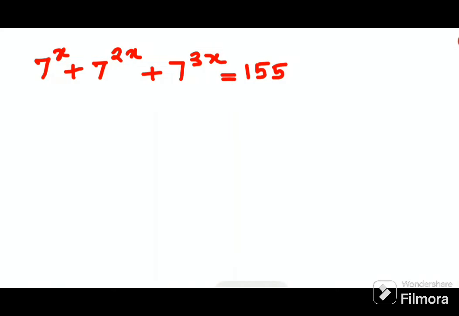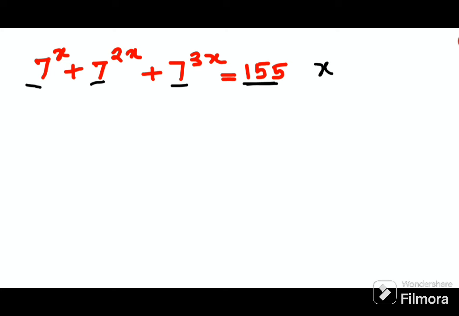Welcome everyone. So this one is a bit tricky. The question over here is 7 raised to x plus 7 raised to 2x plus 7 raised to 3x, and we need to find the value of x, and all of this equals 155.